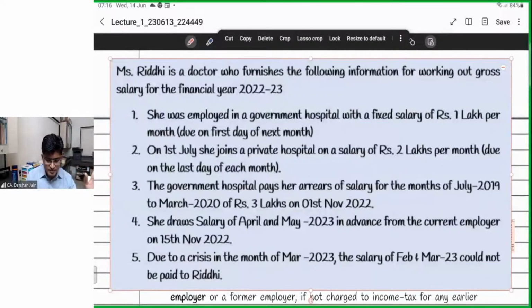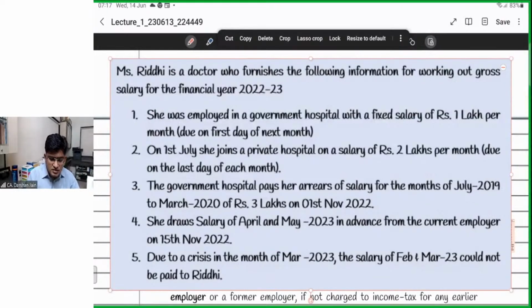So here we've got Miss Riddhi, who's a doctor, who furnishes the following information for working out gross salary. We are concerned with gross salary prior to deduction and exemption. Let's check it out. The problem says that she was employed in a government hospital with a fixed salary of rupees 1 lakh per month, due on the first day of next month. So the salary for March would become due in the month of April. So on 1st April 22, she will get salary for the month of March, which becomes due in the month of April.